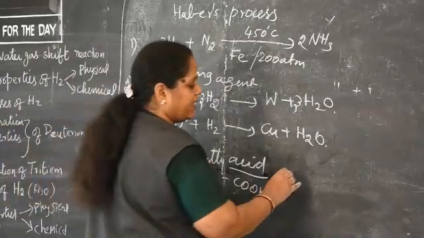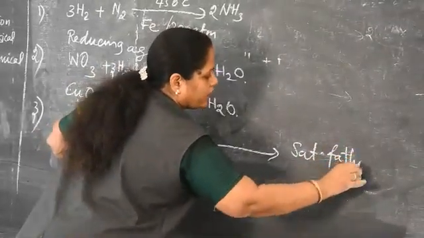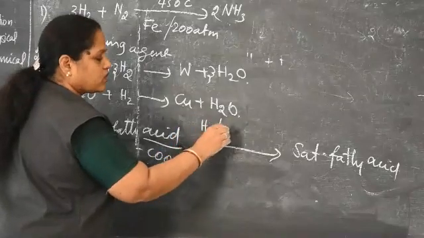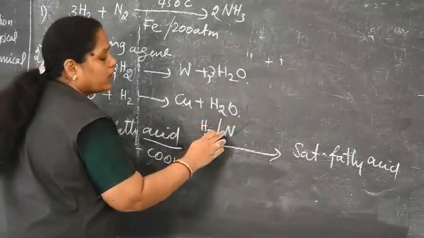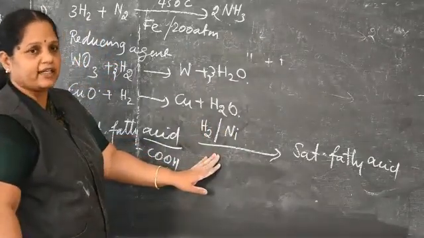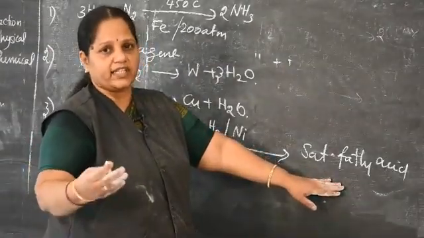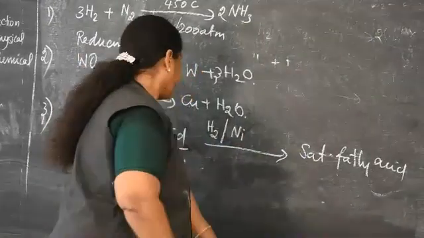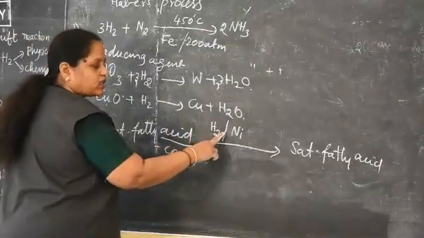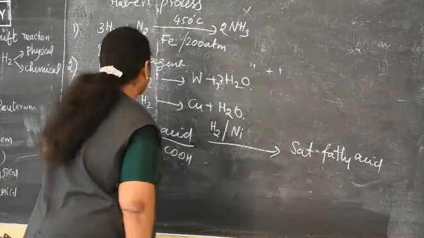Unsaturated fatty acids are converted into saturated fatty acids by the addition of hydrogen in the presence of a catalyst, powdered nickel. This process is called hydrogenation. During this process, we prepare the compound called vanaspati, which we also call dalda. So, unsaturated fatty acid undergoes hydrogenation in the presence of nickel as a catalyst, and we get a saturated fatty acid called vanaspati.